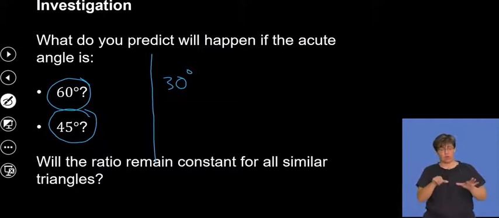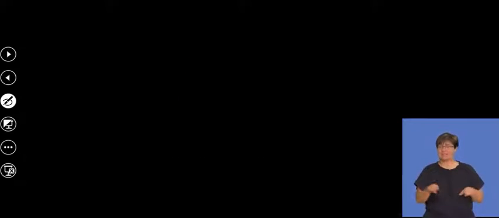Now, will the ratio remain constant for all similar triangles? That's the big thing that you want to look at. And then also, if you were to tip and times it, will it be the same as the original ratio? That's the big thing that I want you to do now. So as we go into an ad break, please try to investigate that. Draw 2-3 tables, fill them in, and look at if the angle is 45 degrees, if the angle is 60 degrees.